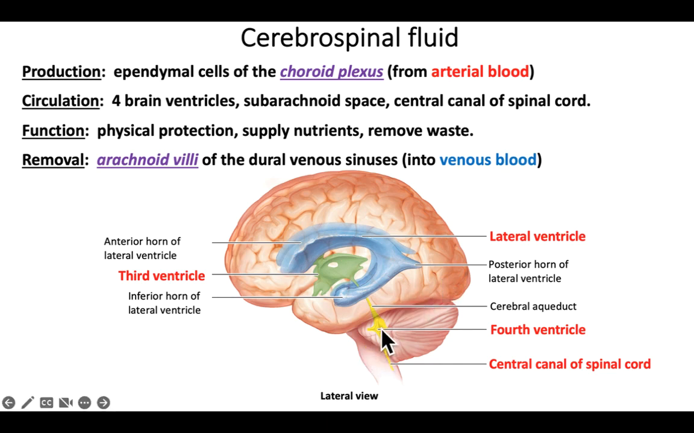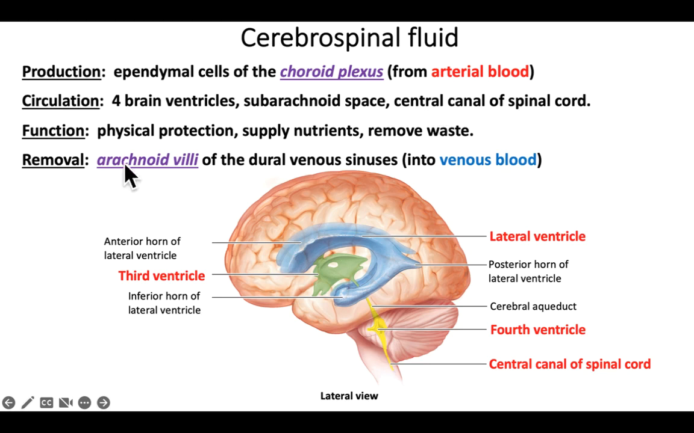Then you'll notice it can leave the fourth ventricle and go down the central canal, and then it also gets into the subarachnoid space, which surrounds both the brain and the spinal cord. So these are the locations where you find cerebrospinal fluid circulating. Remember, this stuff has to move, and it moves because the ependymal cells have cilia. So it's found in the four ventricles. It's in the subarachnoid space, both around the brain and the spinal cord, and it's down the central canal.